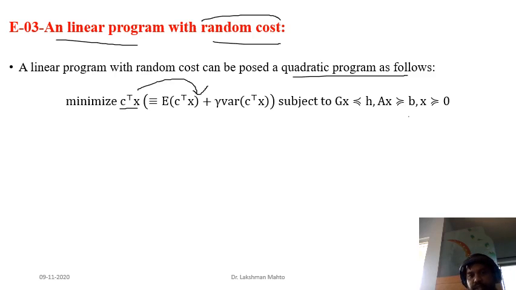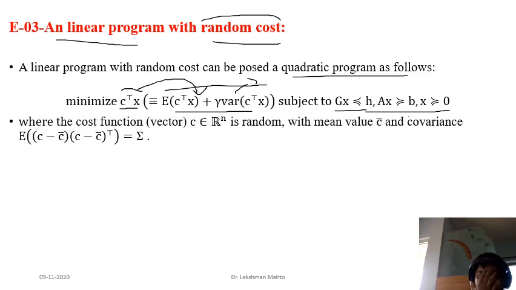If it is a random cost, then it can be converted into this form: C transpose X can be converted to the expectation of C transpose X plus gamma times the variance of C transpose X, subject to linear constraints. These are the linear constraints. So what you observe is that if C is deterministic, then it is a linear program. But if C is not deterministic, then the objective function will be translated into this form.